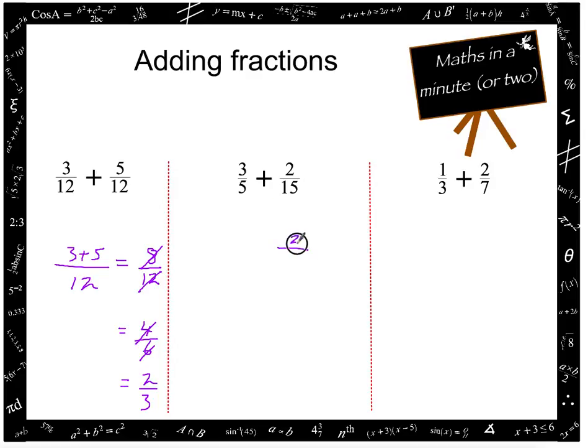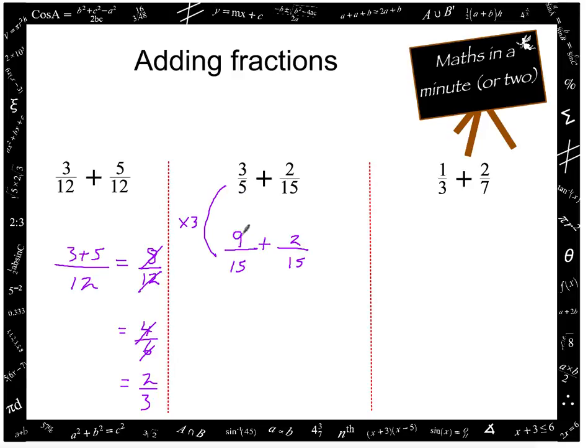So the 2/15 can remain as 2/15 and the 5, or the whole fraction really, gets times by 3 to create an equivalent fraction. So 5 times 3 is 15. So therefore we have to multiply the numerator as well. So 3 times 3 is 9. Now we have an equivalent fraction.